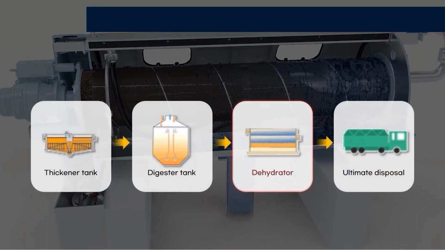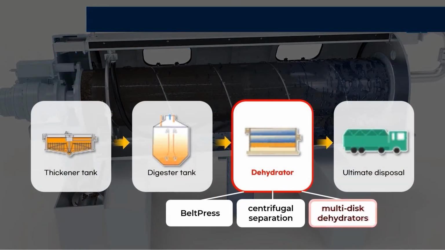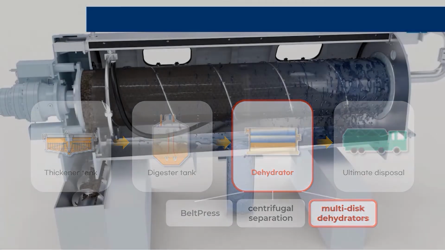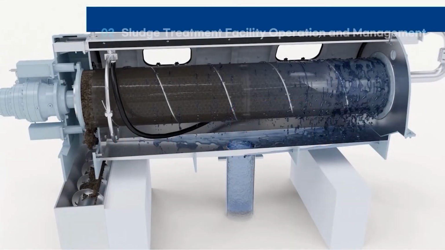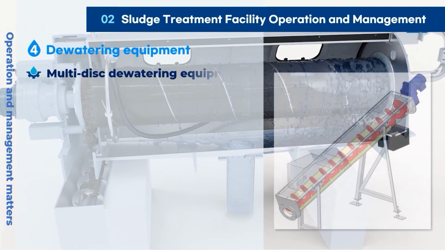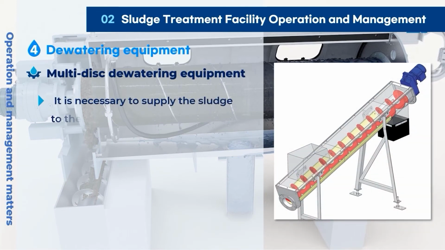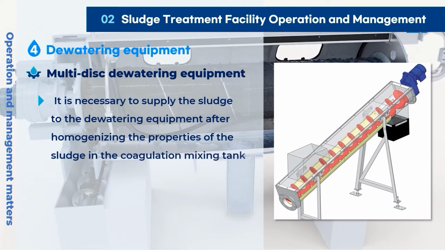Finally, let's look at the operational management of a multi-disc dehydrator. First, it must be made sure that the properties of the sludge are consistent in the flocculant mixing tank before the sludge is provided to the dehydrator.